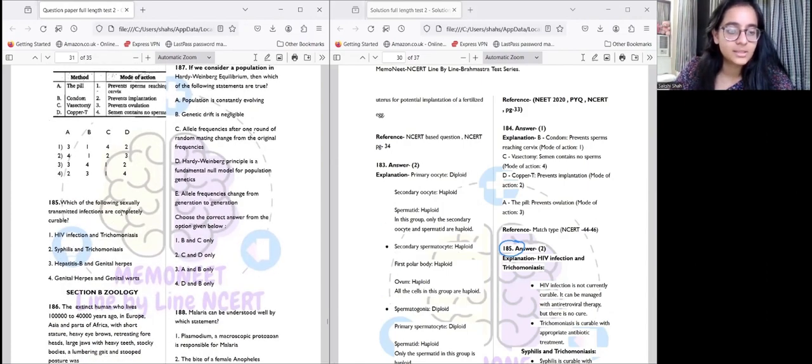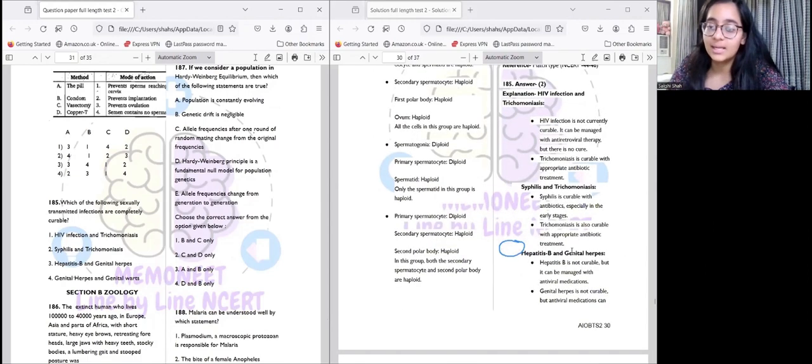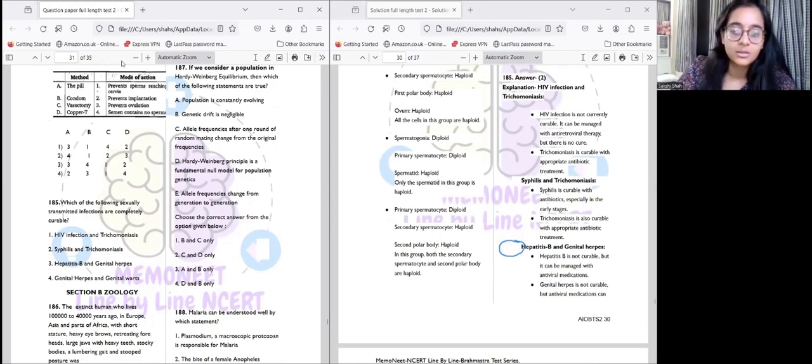Now, which of the following sexually transmitted diseases are completely curable? We need to know this. For completely curable, it's syphilis and trichomoniasis. So what is not curable? The not curable infections are hepatitis B and herpes.